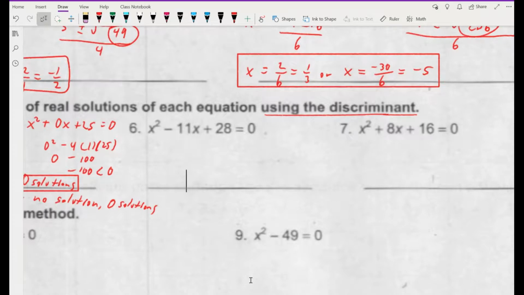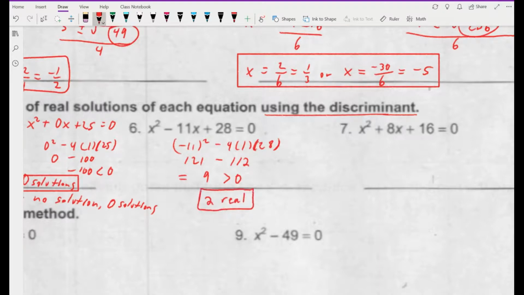Number 6 is written in the proper form. We'll just go ahead and check the discriminant. So it's minus 11 squared minus 4ac. Minus 11 squared is 121 minus 4 times 1 times 28. That's 112. I hope the math isn't wrong there. And we'll get 9, which is greater than 0, which means we will get 2 real solutions. It will cross the x-axis at 2 points. We don't know what those points are because we didn't use the entire quadratic formula or factor the problem.